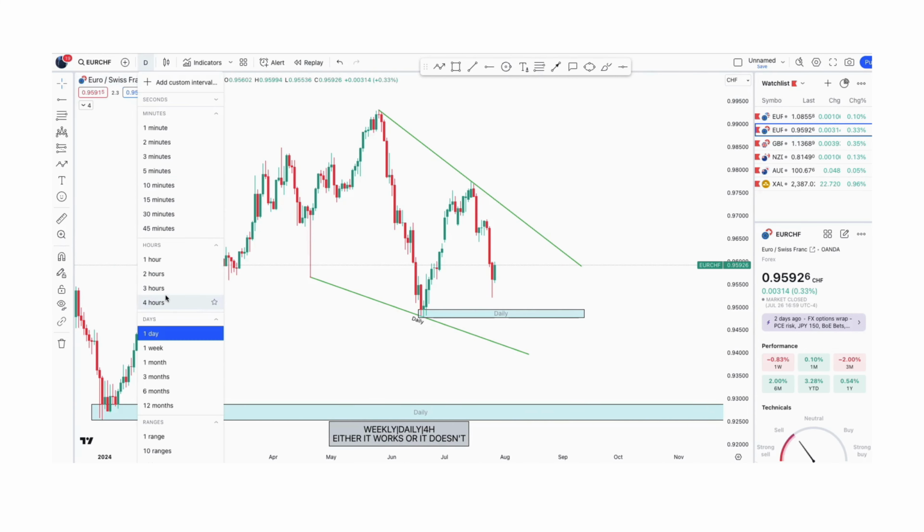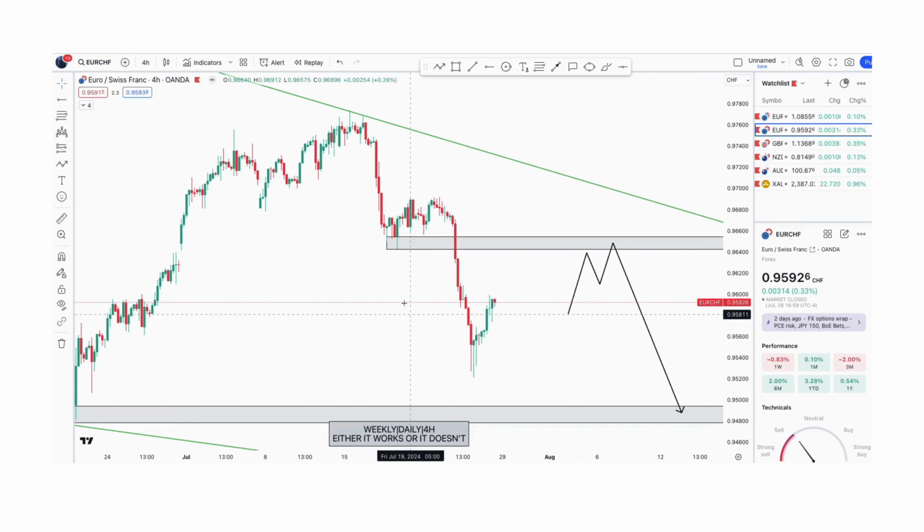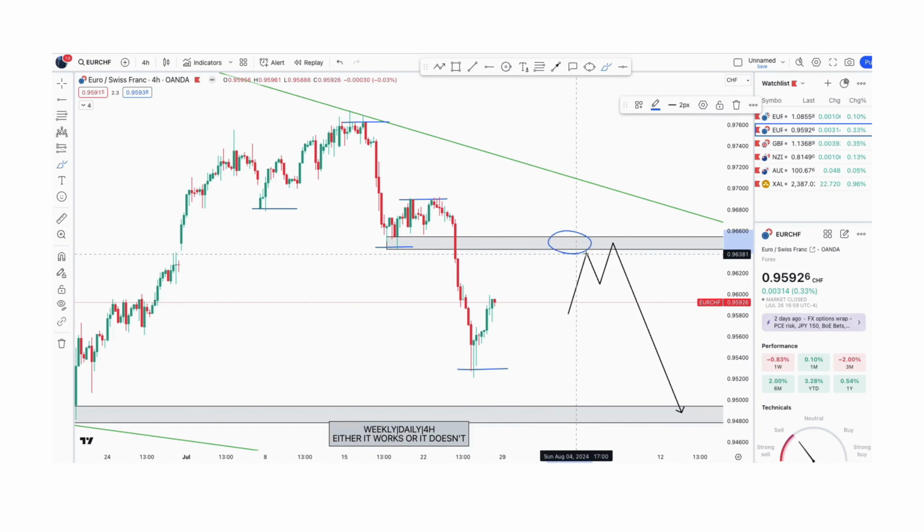So we drill down to the 4-hour time frame, and we can see that price is now forming a bearish structure, as in we have a high, a low that broke the previous low. We also have a lower high followed by a lower low. So right now we're waiting to see if price can bring its way back into this area to potentially give us a short position back down to that daily level of support that we talked about. And right now that's going to be Euro CHF going into this week.